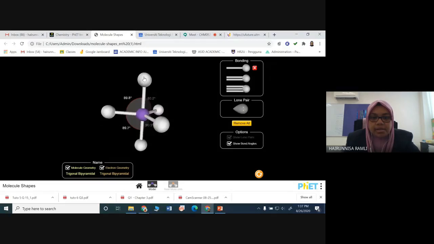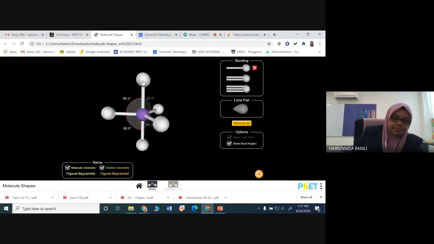Bagi dekat sikit. Okay, here. This is trigonal bipyramidal. Kalau tengok pada saya punya ni, okay, tegak ada dua. Kat sini sebenarnya satu lagi. Tak apa, angle saya cerita kemudian. Bentuk dia, kenapa dia trigonal bipyramidal?